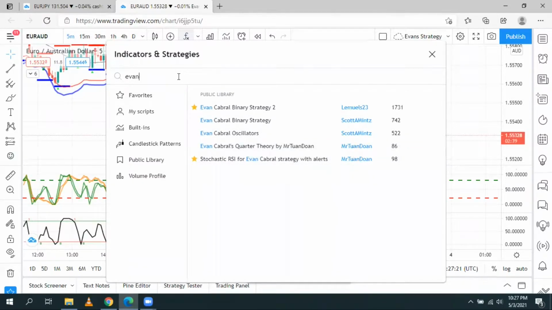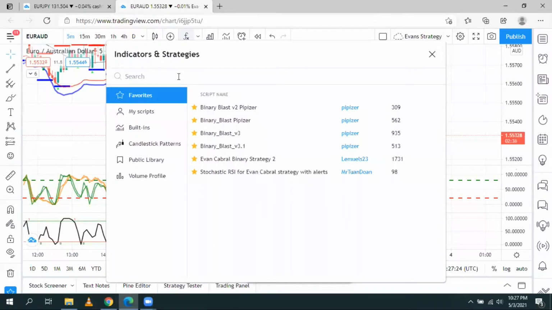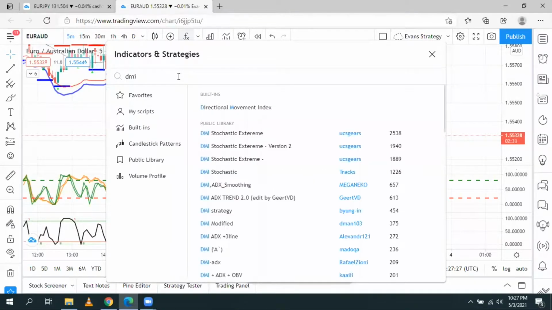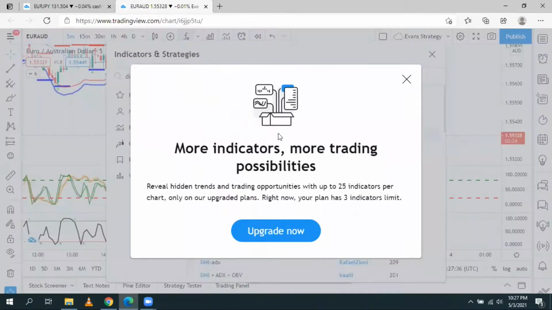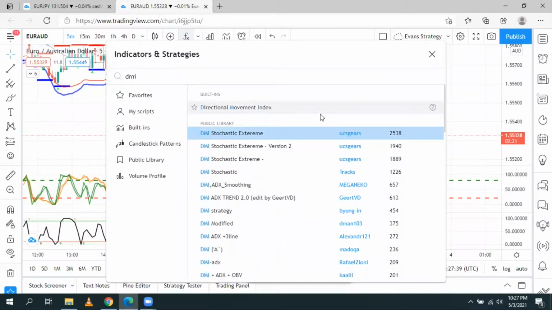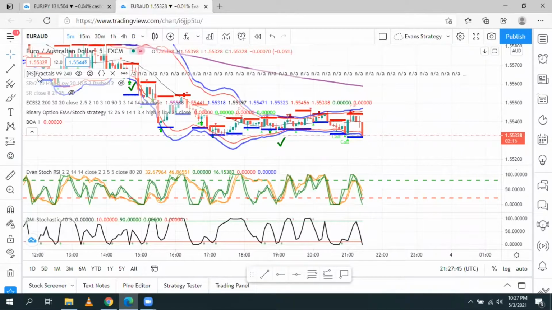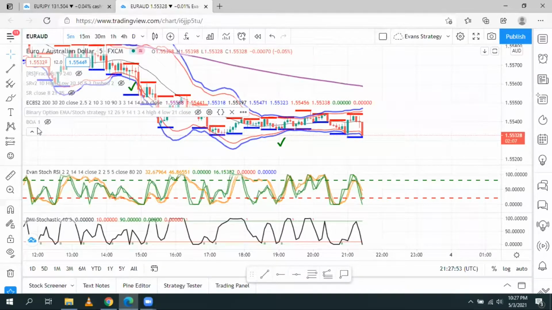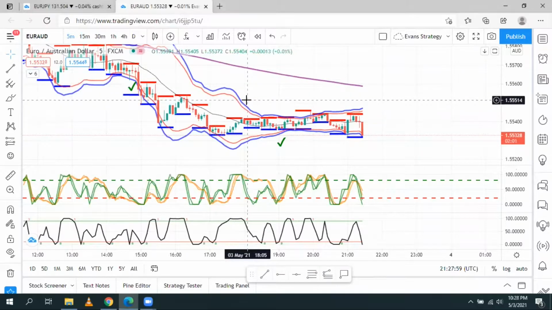Now, you come here and type DMI again on the search space of DMI. So we are taking the first DMI stochastic, the first one there. So you pick that as well. So that will make it 3 that you need. So by the time you choose all those, the only thing that is going to display on your screen is what you are seeing here right now. I'm actually on premium, that's why I have these other indicators. But without the premium, you can still get these 3 right here.